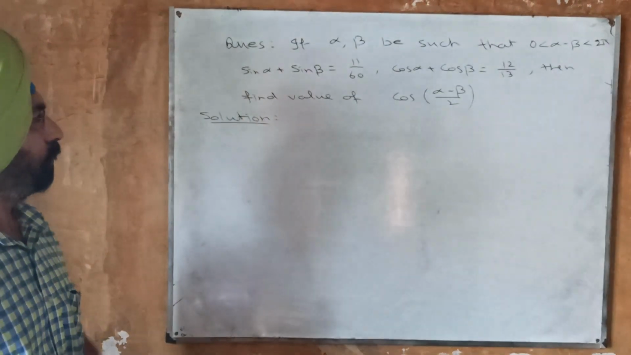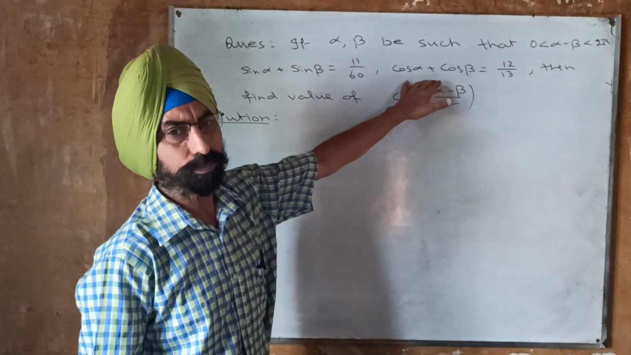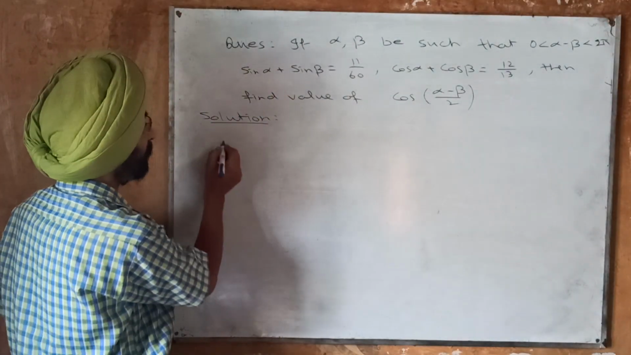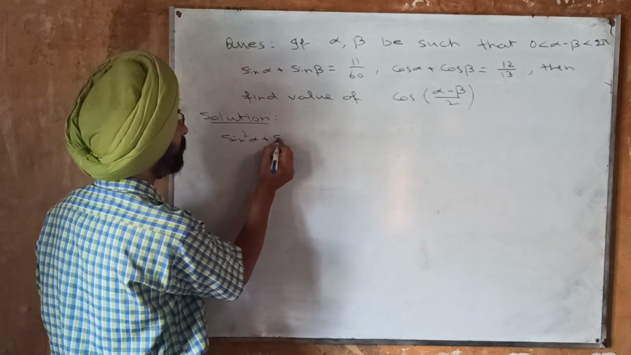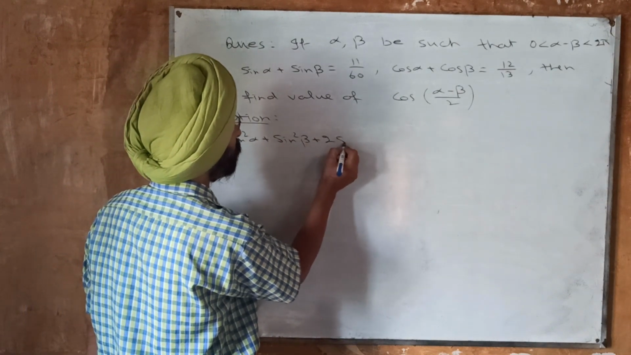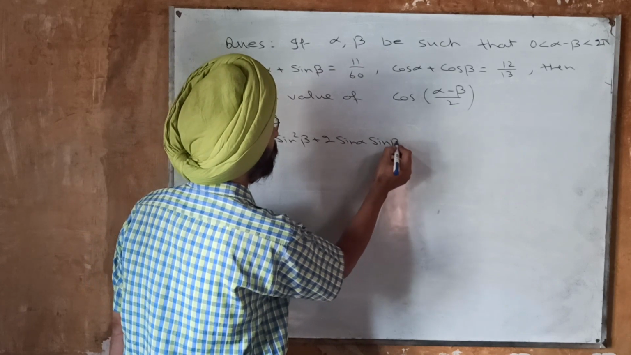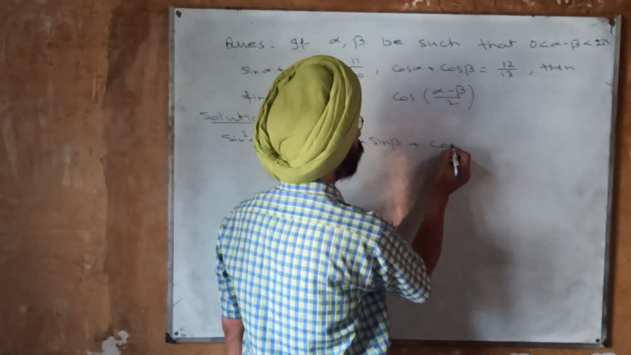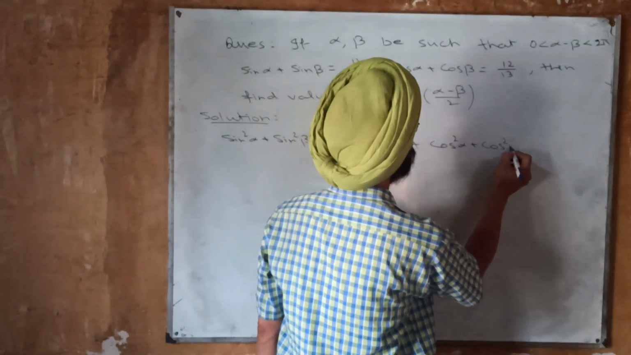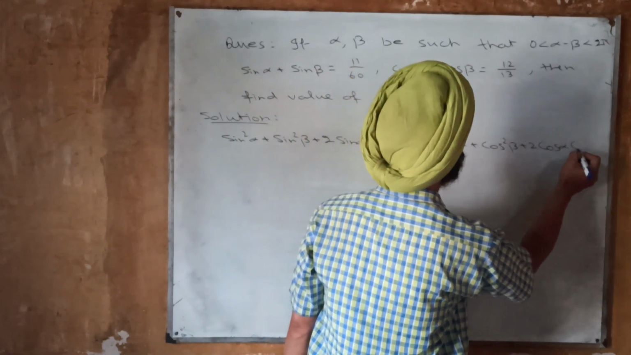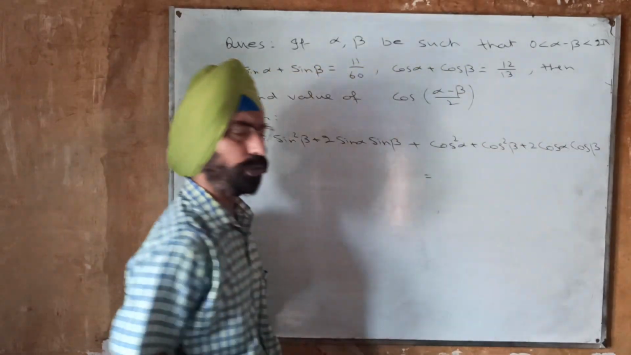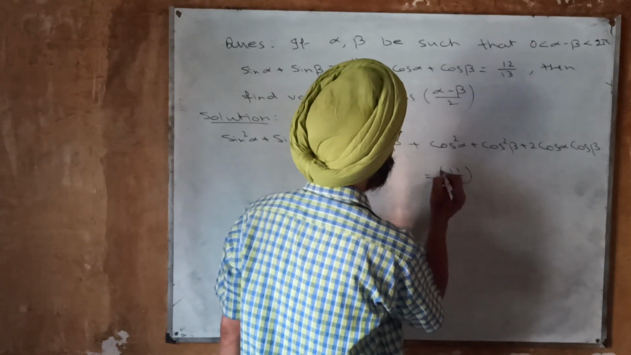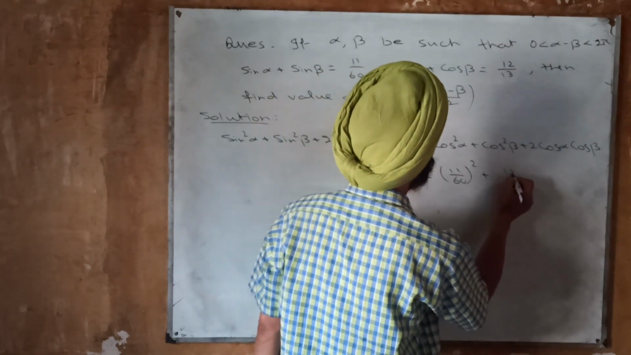First of all, what we will do, we will square and add these two. Squaring and adding these two, what you will get? First square this. You will get sine square alpha plus sine square beta plus 2 sine alpha sine beta, plus, now square this, cos square alpha plus cos square beta plus 2 cos alpha cos beta is equal to, on the other side, square of this, (11 upon 60) square plus (12 upon 13) square.